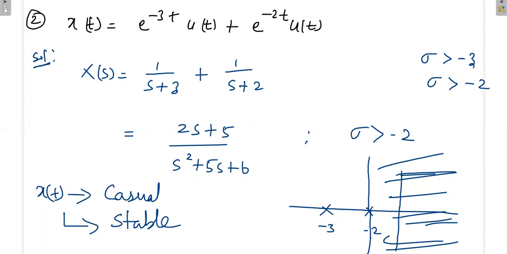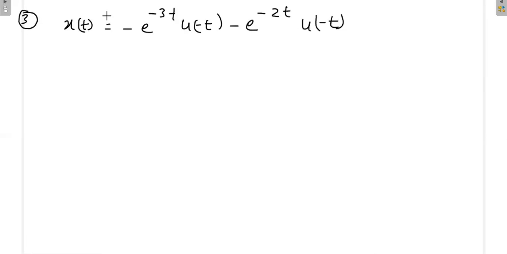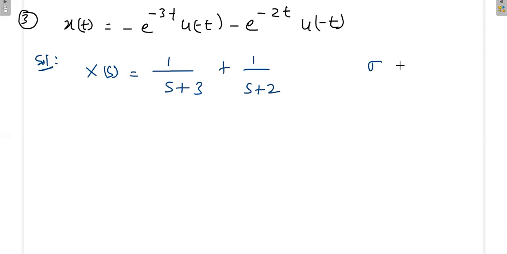Okay, third problem. X of t is equal to minus e power minus 3t u of minus t minus e power minus 2t u of minus t. Then the Laplace transform x of s is equal to 1 by s plus 3. This minus I am absorbing inside. Similarly this minus also I am absorbing inside, so that this is 1 by s plus 2. Then what is the ROC? For the first one, ROC is less than minus 3, because this is a left sided signal. And then this second signal is also left sided one, so that ROC is less than minus 2.